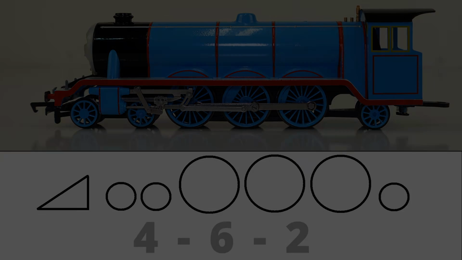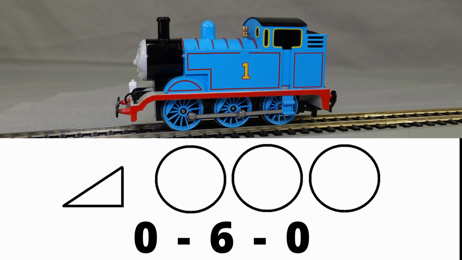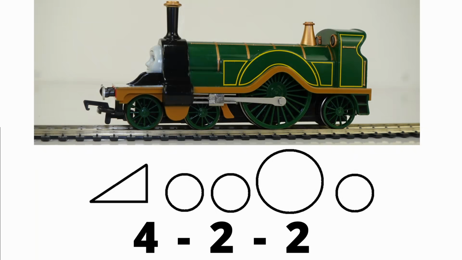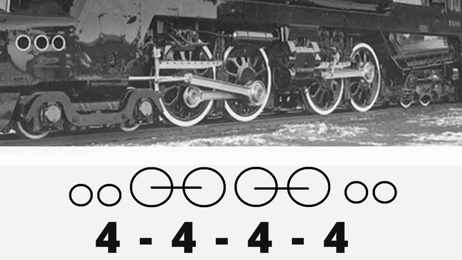Let's look at a few other examples. Thomas, for example, is an 0-6-0 locomotive. This means he has no leading wheels, 6 drive wheels, and no trailing wheels. This wheel configuration is usually found on shunting locomotives. Edward is a 4-4-0. Emily is a 4-2-2. Emily is interesting because she only has 1 pair of drive wheels. The configurations that consist of 3 numbers are the most common.